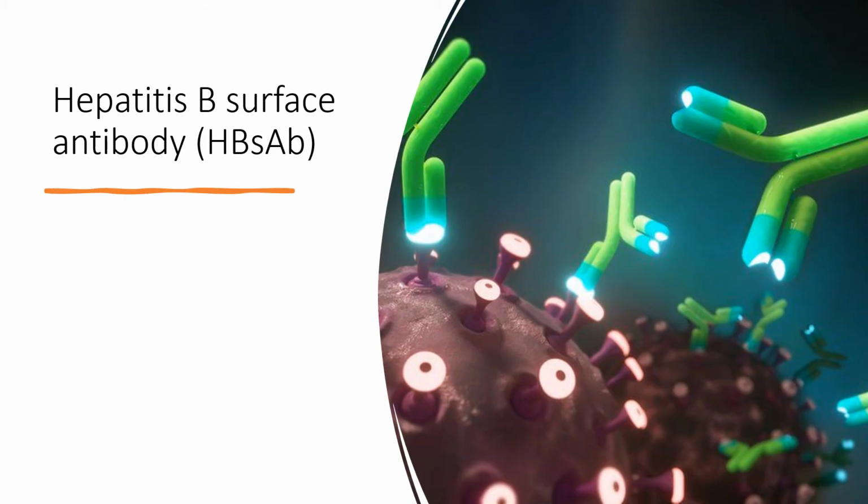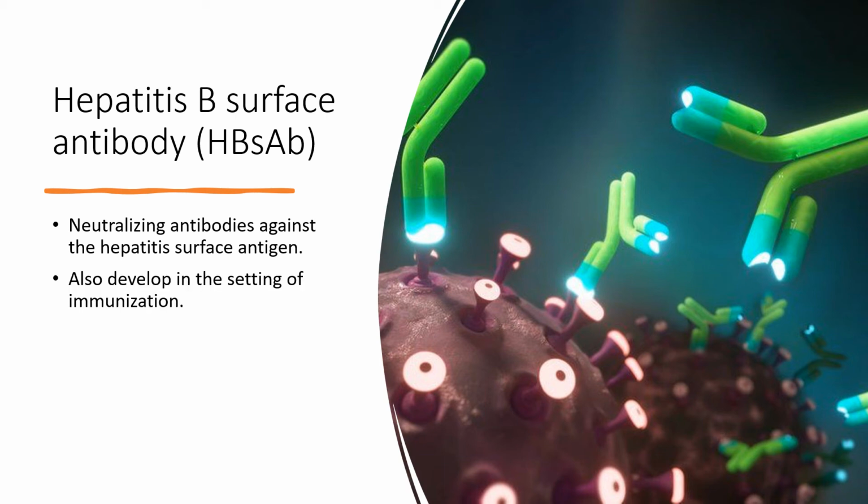Next, the body will hopefully make hepatitis B surface antibody. These are neutralizing antibodies against the hepatitis B surface antigen. They also develop in the setting of immunization. So when we give someone the hepatitis B vaccine, we check to see whether or not they've developed the hepatitis B surface antibody.